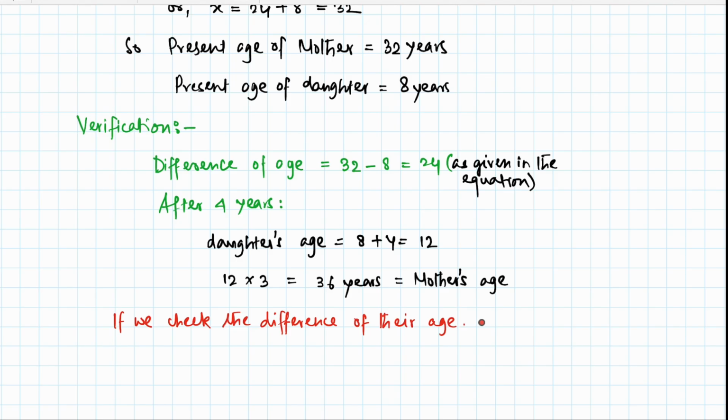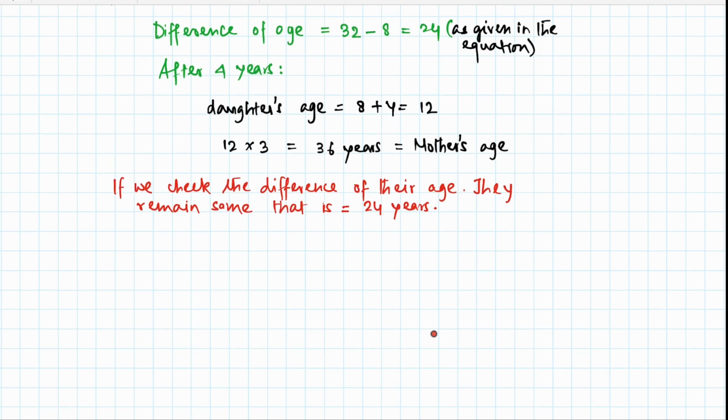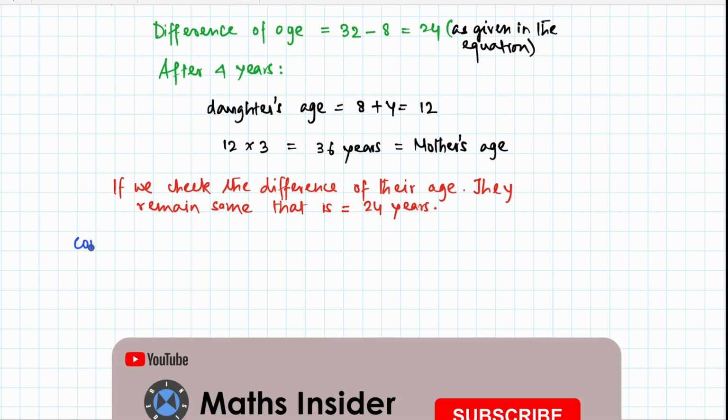Now if we check the difference of their age, it remains the same, that is 24 years. That is the difference between daughter and mother.